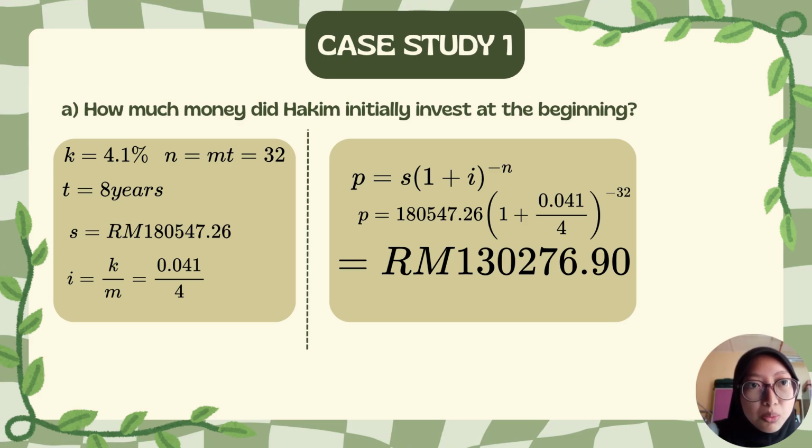Question A. How much money did Hakim initially invest at the beginning? First thing first, we need to list all the information given in the question as you can see. To solve this question, we will use the formula P equals S(1 plus i) to the power of negative n. Then substitute the numbers into the formula. After that, we will get the value of P.